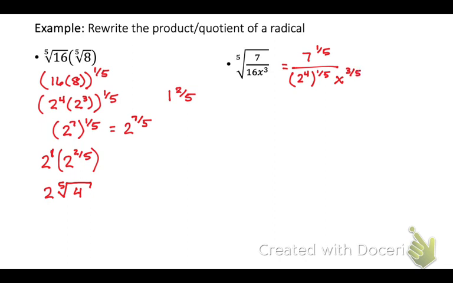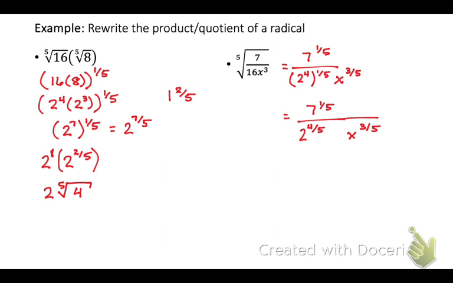You'll get it. I'm close. Okay, so I'm going to have 7 to the 1/5 over 2 to the 4/5, and then we're going to have x to the 3/5. Now, can anything simplify?